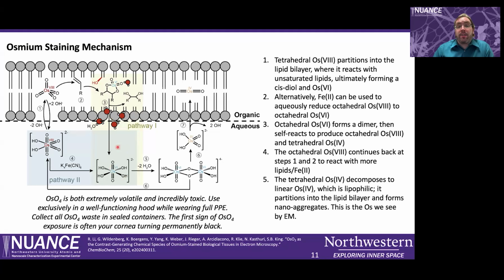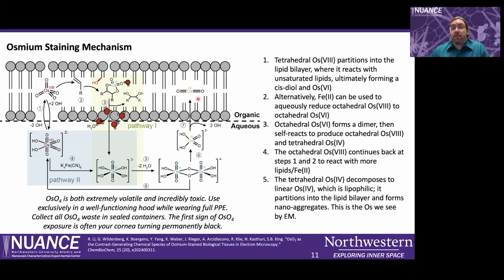That then spits out an osmium(VI), which can self-react to form a dimer, which then self-reacts to reproduce an osmium(VIII), which can then go back through the cycle, as well as producing an osmium(IV) tetroxide. This osmium(IV) tetroxide then will degrade into an osmium(IV) dioxide, which is lipophilic. That will then partition into your lipid membranes and will aggregate there and give you your electron microscopy contrast and help pull or hold these membranes together.